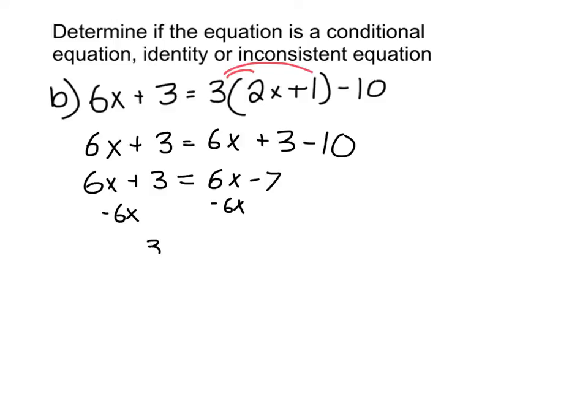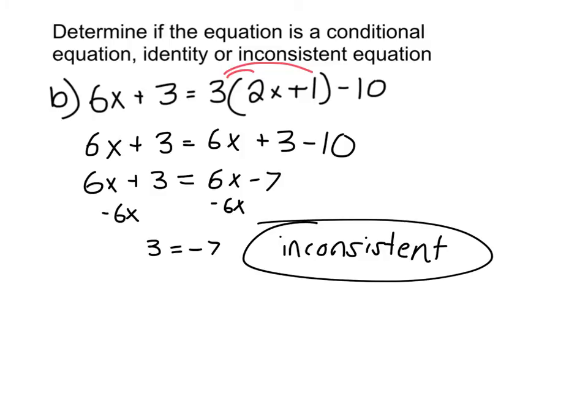And then I end up with 3 equals negative 7. Now that's not true, right? 3 does not equal negative 7. So this is an inconsistent equation. There's no value that you can put in for x and get the right-hand side to equal the left-hand side of this equation. So there's no value that is a solution for this equation. This is an inconsistent equation. Let's go on to the next example.